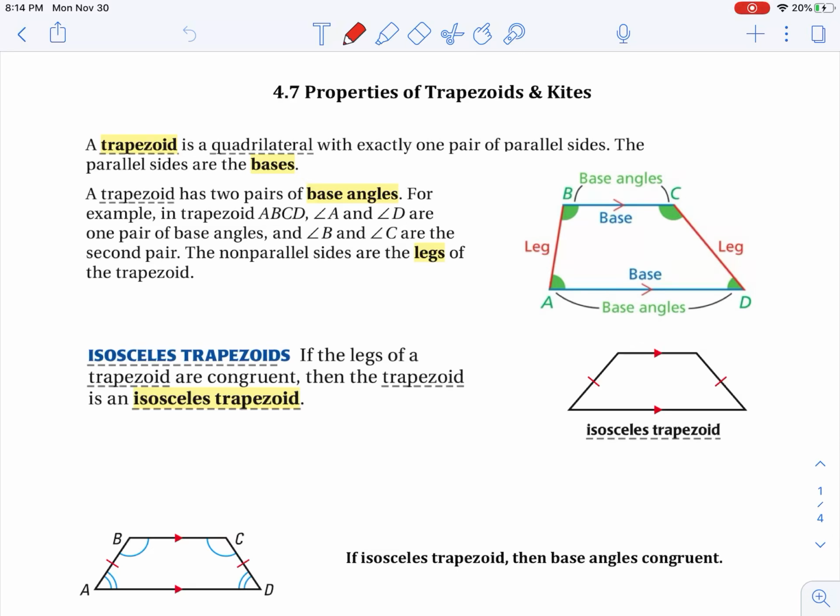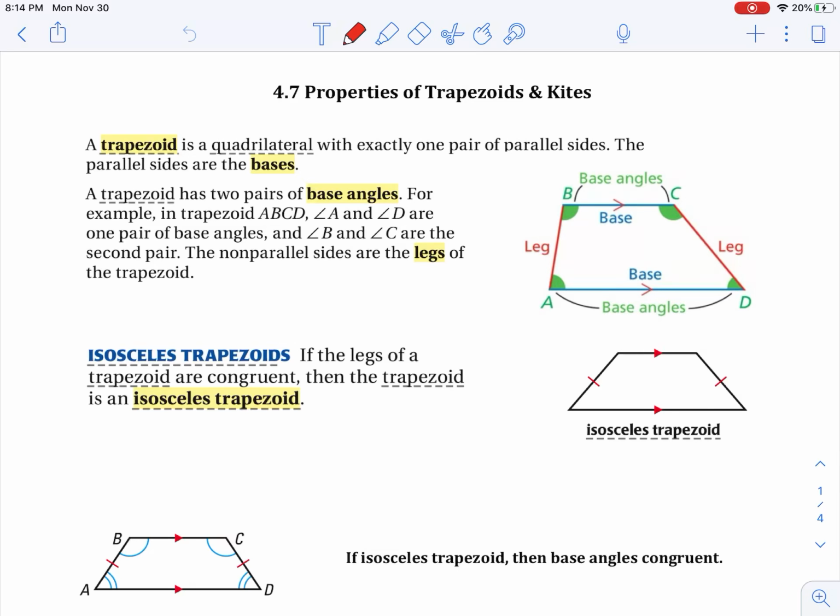In chapter 4, we have two more quadrilaterals that we have to talk about, the trapezoid and the kite. So we'll start with the trapezoid. A trapezoid is a four-sided figure, a quadrilateral, where you have exactly one pair of parallel sides.